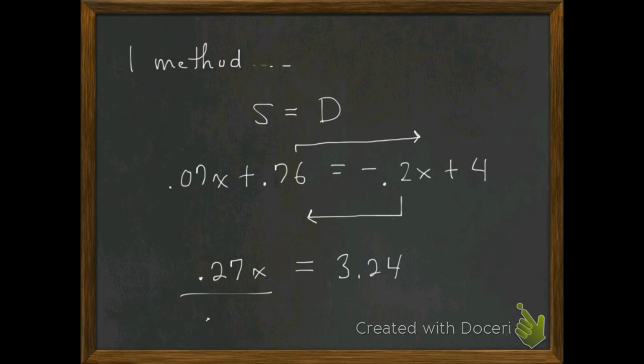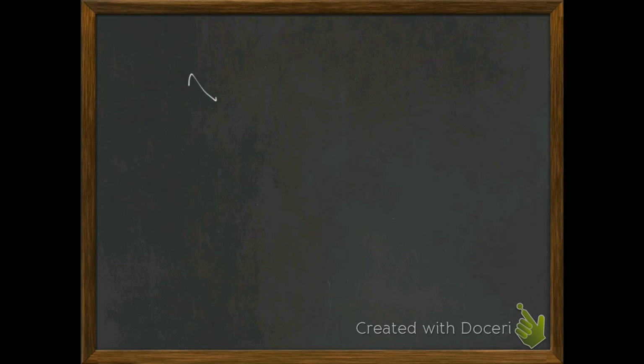Guys, next step is obvious. Divide both sides by 0.27. And we get x equal 12. Which is actually, remember, 12,000. 12,000 pounds of cherries. Huge difference. Now, we've still got to find P.